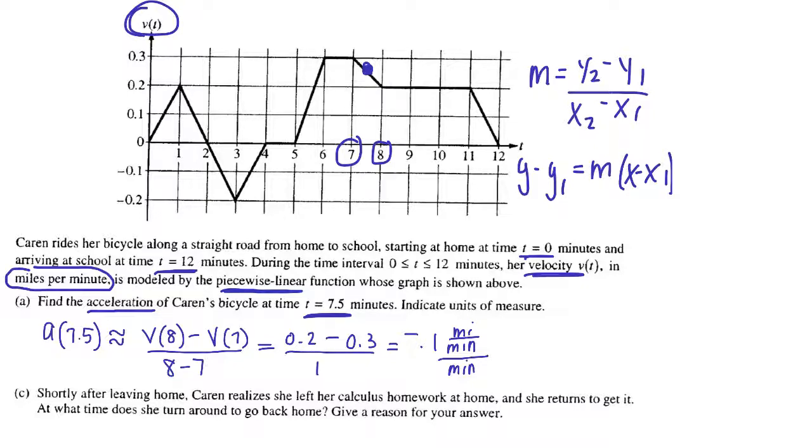Okay, so let's look at part C. And we've edited out part B just because there's no way for us to do it right now with what we know. Shortly after leaving home, Karen realizes she left her calculus homework at home. And what a great student. Look at what she does. She turns around and goes and gets it. That is crazy. At what time does she turn around and go back home to get her calculus homework? And give a reason for your answer.